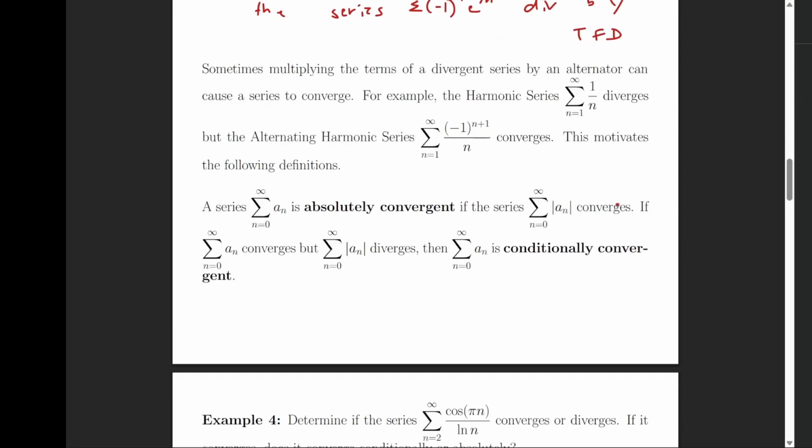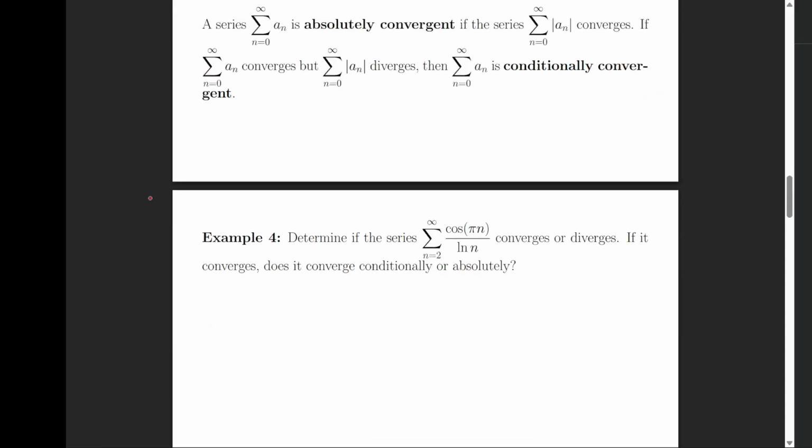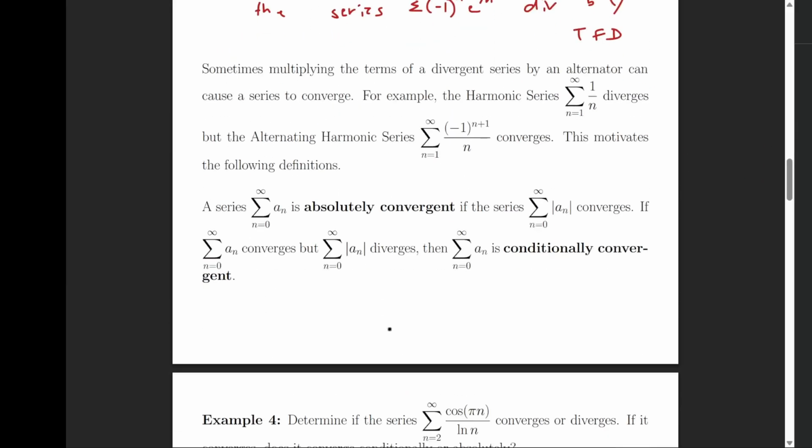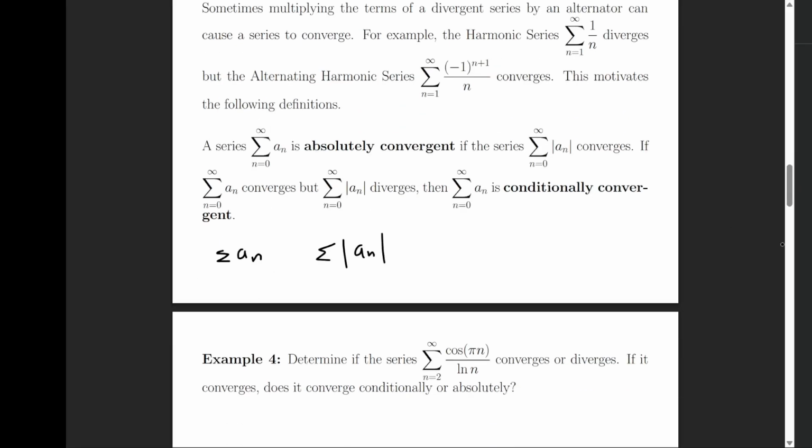Sometimes the problem will ask you whether the series is convergent or divergent, and then whether it converges conditionally or absolutely. What that means is you do the alternating series test the first time, and then you do it again with the absolute value. So you use the test on just the normal a sub n, and then you do the test again on the absolute value of a sub n.